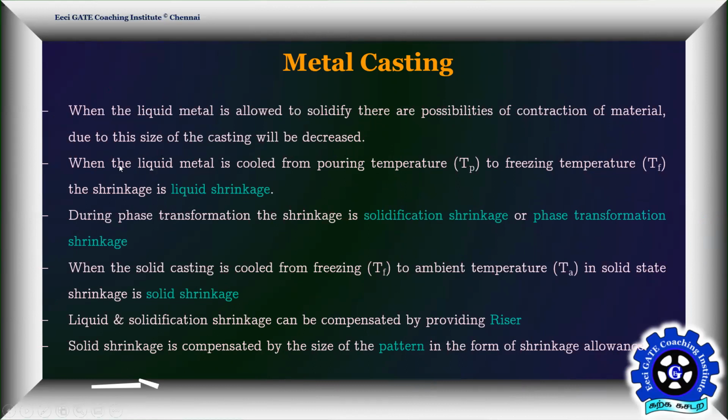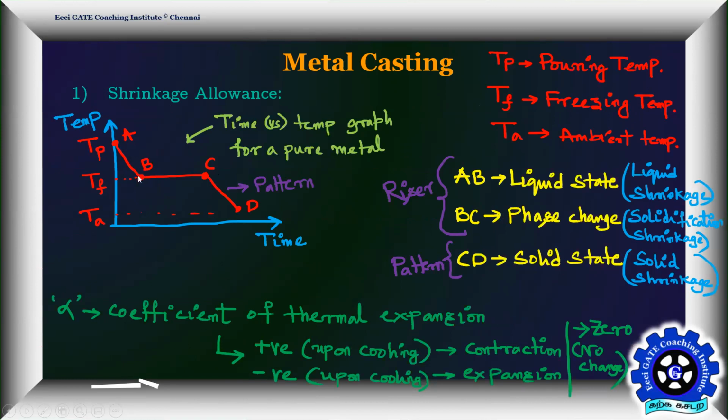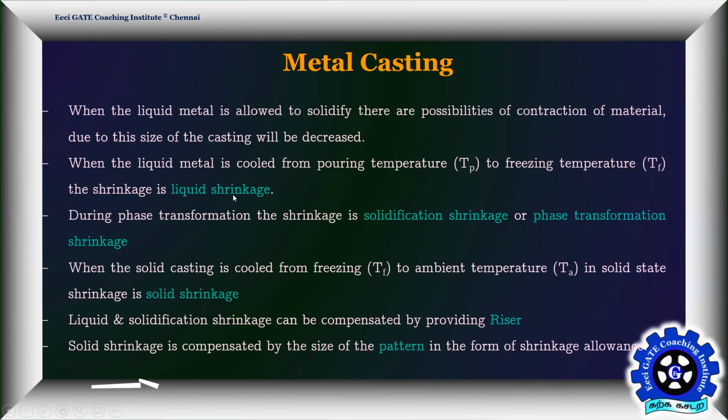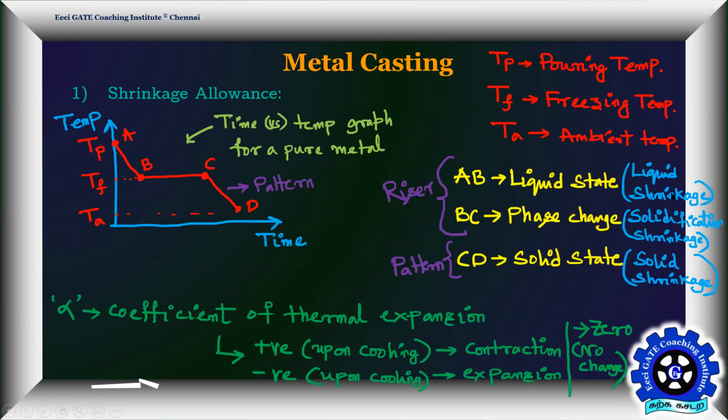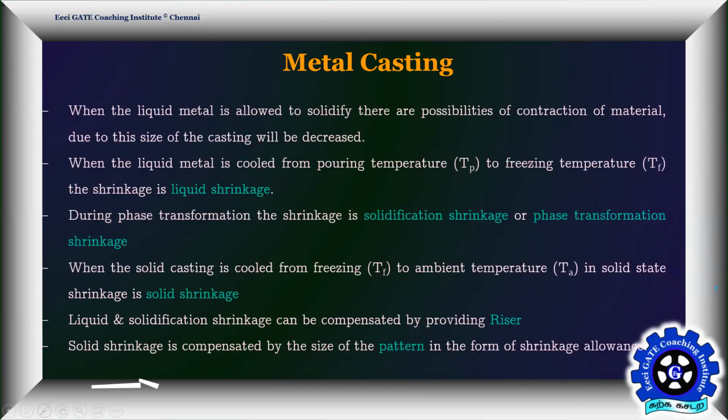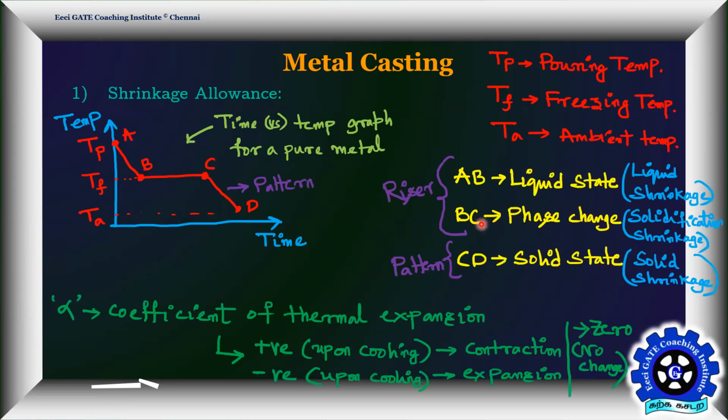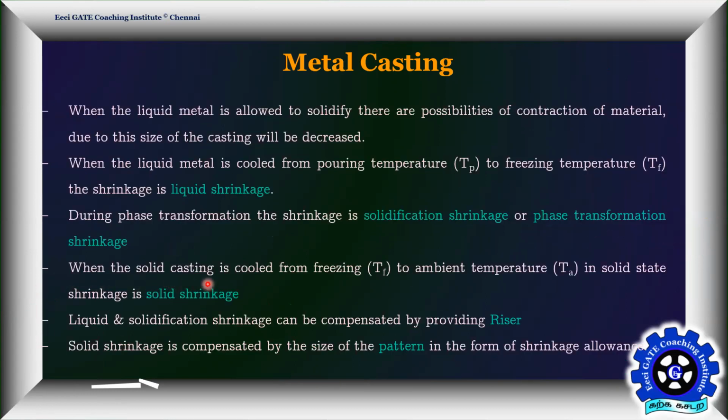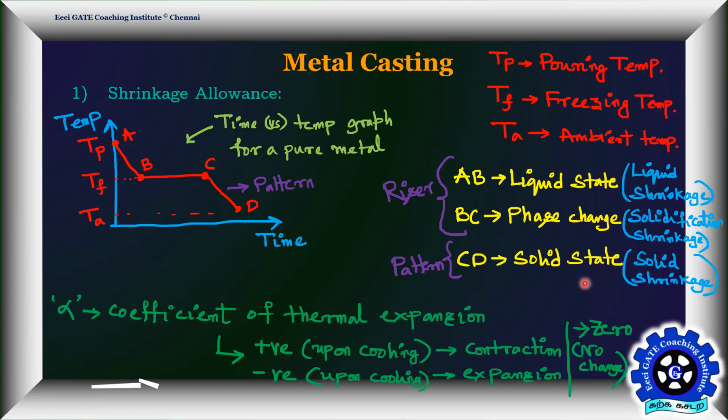Yes, sir. When the liquid metal is cooled from pouring temperature to freezing temperature, the shrinkage is called what? Liquid shrinkage. That is what I told. AB is called liquid shrinkage. Next, let me take a laser pointer to be useful for you. During phase transformation, the shrinkage is called solidification shrinkage or phase transformation shrinkage. That's BC, your phase change shrinkage or solidification shrinkage. Next, when the solid casting is cooled from freezing temperature to ambient temperature in solid state, the shrinkage is called solid shrinkage, right? So you can see CD is your solid shrinkage.